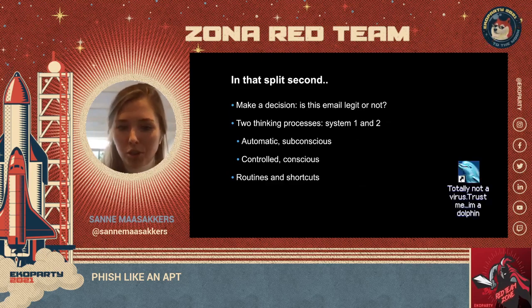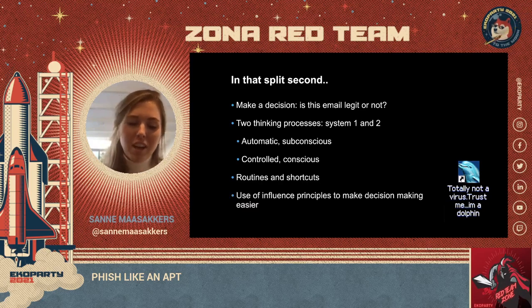And if we talk about shortcuts, I'm definitely not talking about this shortcut, but it's still really cool. It's my favorite one. But to make that decision making even easier for you, cyber criminals use the influence principles. So if I am a cyber criminal, I know you need to make decisions every day on whether it's legit or not. So why not use influence principles to make it easier?